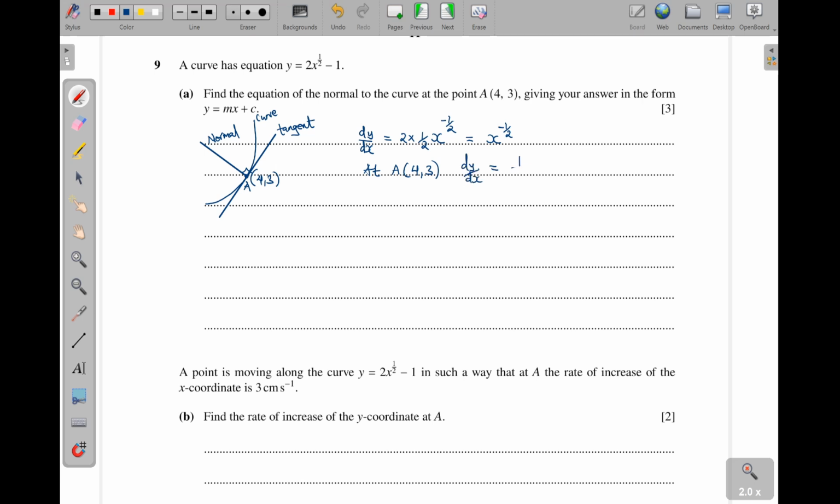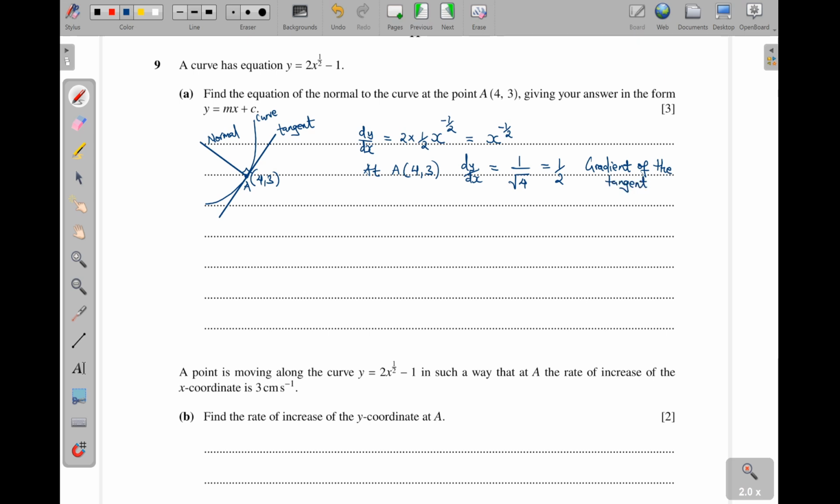So it is going to be 1 over, because x to the power of negative a half is the same as 1 over x to the power of a half, or the square root. So this one will give us a half, okay? So this one here is the gradient of the curve at this point, but also the same as the gradient of the tangent, okay? So this is the gradient of the tangent.